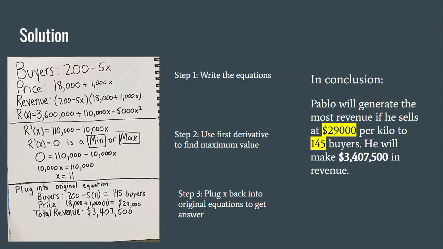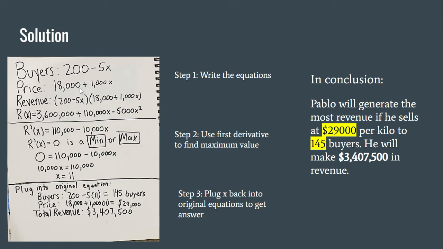Now here's how you approach an optimization problem. The first step is to write out your equation. So the buyers equation is 200 minus 5x. This is because Pablo starts out with 200 buyers and he loses 5 buyers every time he increases his price. The price equation is $18,000 plus 1,000x. This is because he initially sells at $18,000 and he increases it by $1,000 every time. The revenue equation is the buyers equation multiplied by the price equation.